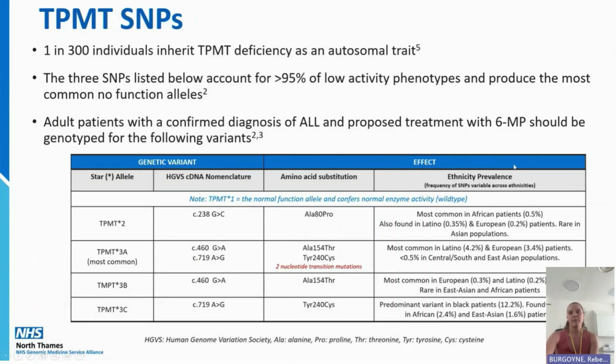There is an ethnicity prevalence of the SNP. So for example, TPMT star 2 is most common in African patients, but rare in Asian populations. So it's also really important to link back to the prevalence across different ethnicities when thinking about these genotypes.